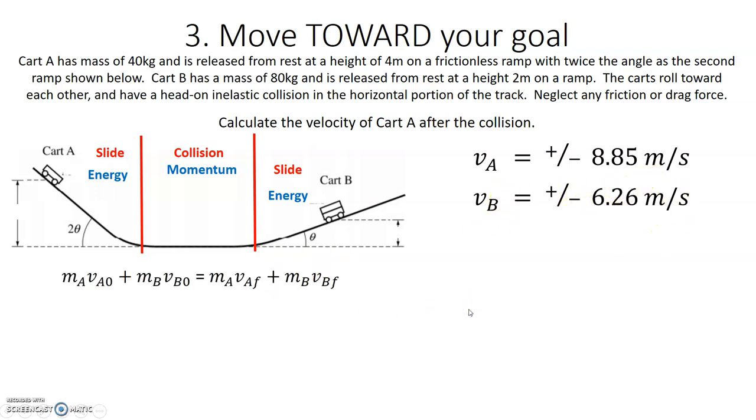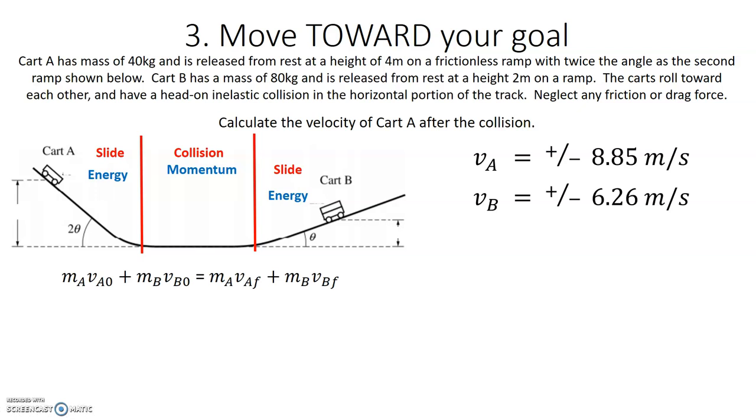So let's create our momentum equation. We have the initial momentum of both of the objects right here: the mass of cart A times its velocity plus the mass of cart B times its velocity. According to the conservation of momentum, those have to be equal to the final momentum after they collide together. This is just the skeleton that we learned in our isolated momentum portion.